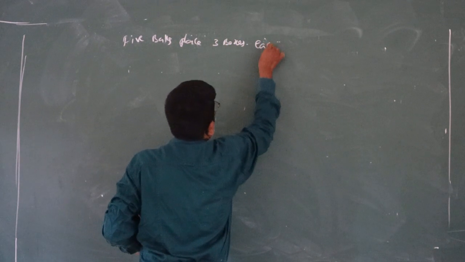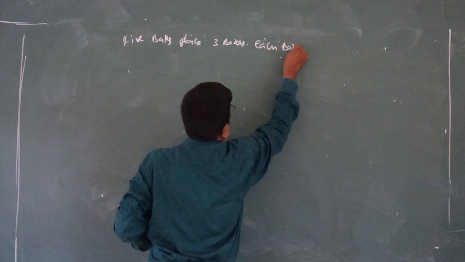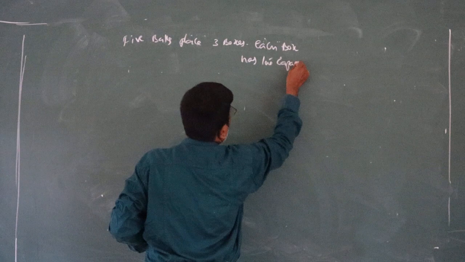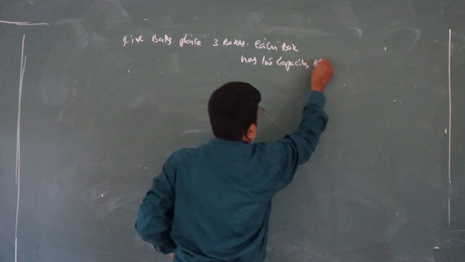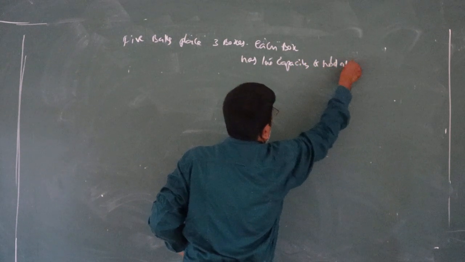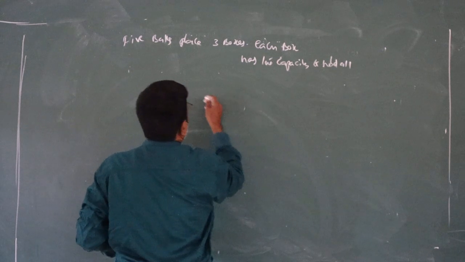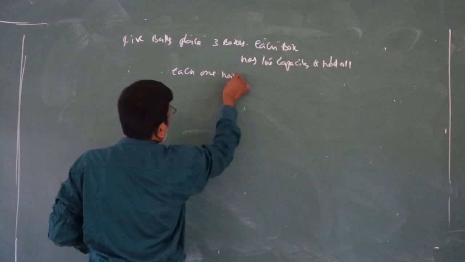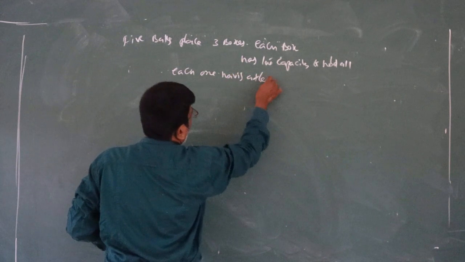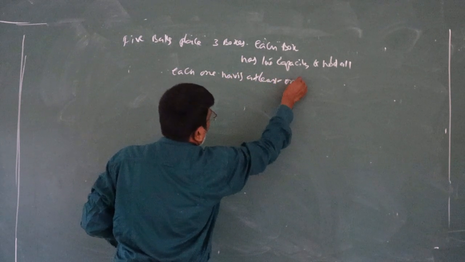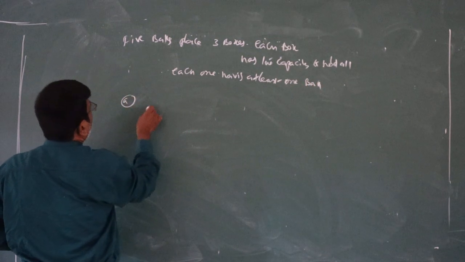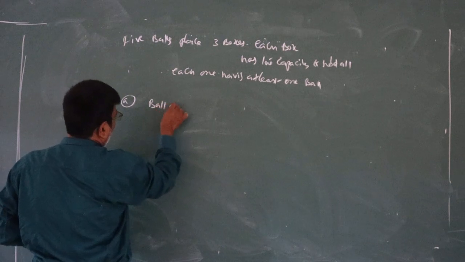Each box has the capacity to hold all. So each one having at least one ball, that is the question. Each one having one ball, right? That is the first bit. Here the balls are different and the boxes are different.